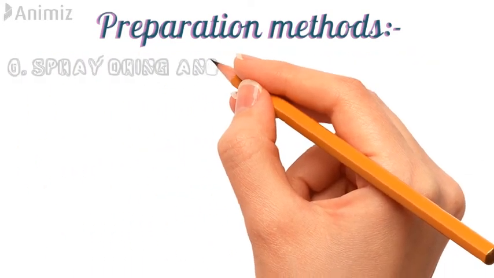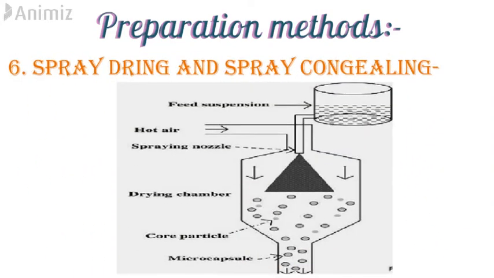The next method is spray drying and spray congealing. Depending upon the solvent removal technique, which is either by heating or by cooling, they are named spray drying and spray congealing. In spray drying, a polymer is dissolved in a volatile organic solvent and the drug is dispersed in the polymeric solution. It is then atomized in a stream of hot air. The solvent evaporates and small droplets are formed, which leads to formation of microspheres. Microspheres are separated from the hot air by a cyclone separator and the solvent is removed by vacuum drying.